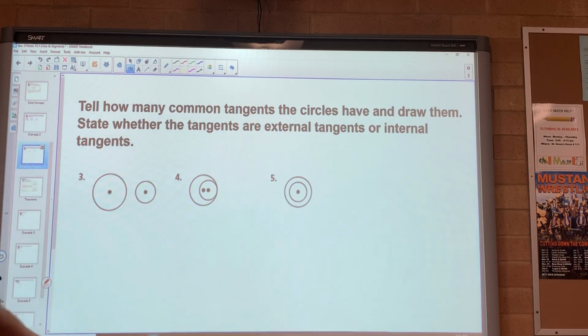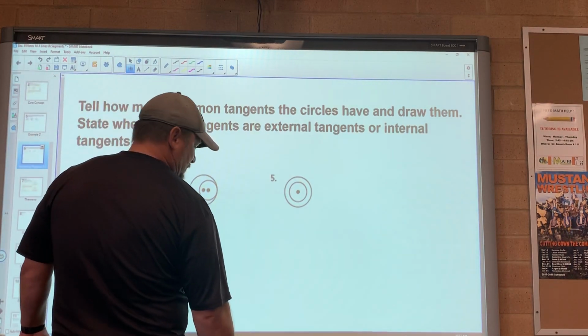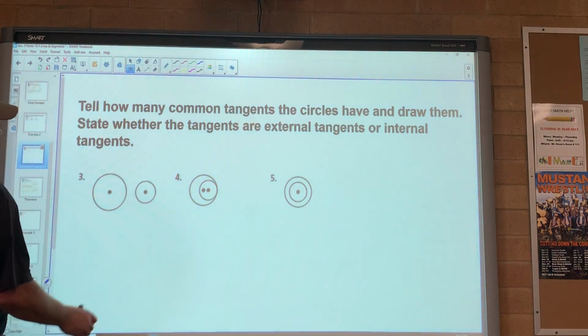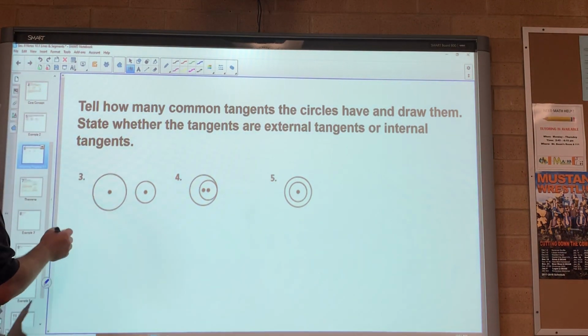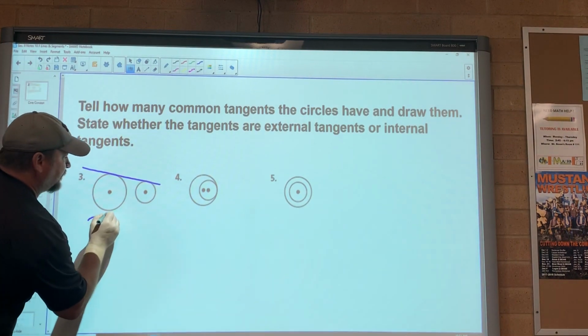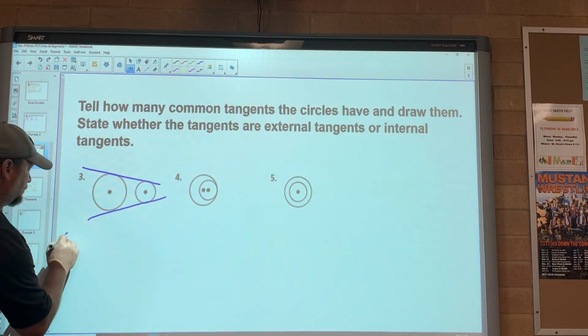All right. Tell how many common tangents the circles have and draw them. State whether the tangents are internal or external, and how many. All right, so we'll do blue for the external ones. So again, we're just practicing what we just did. So there's 1, there's 2. So this one has 2 external.